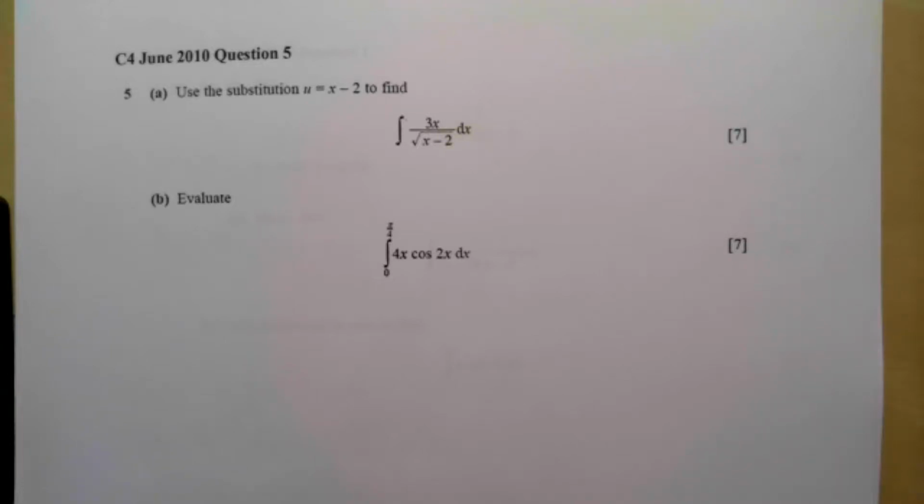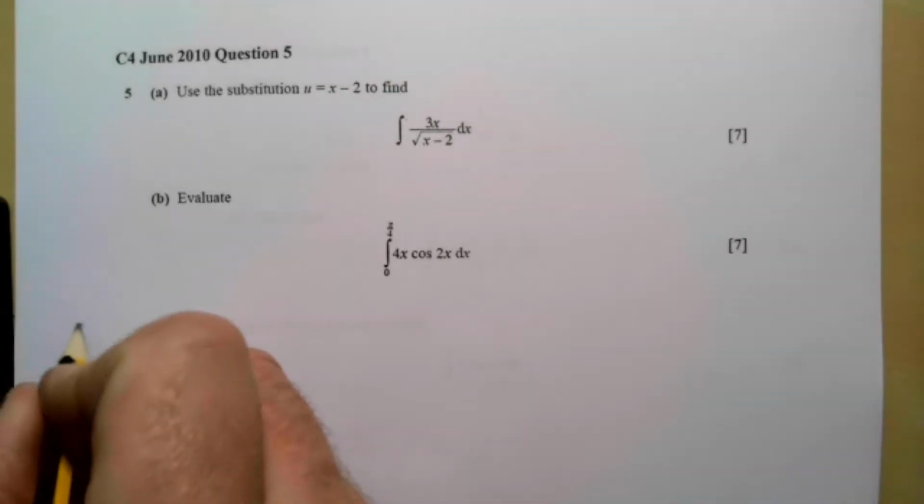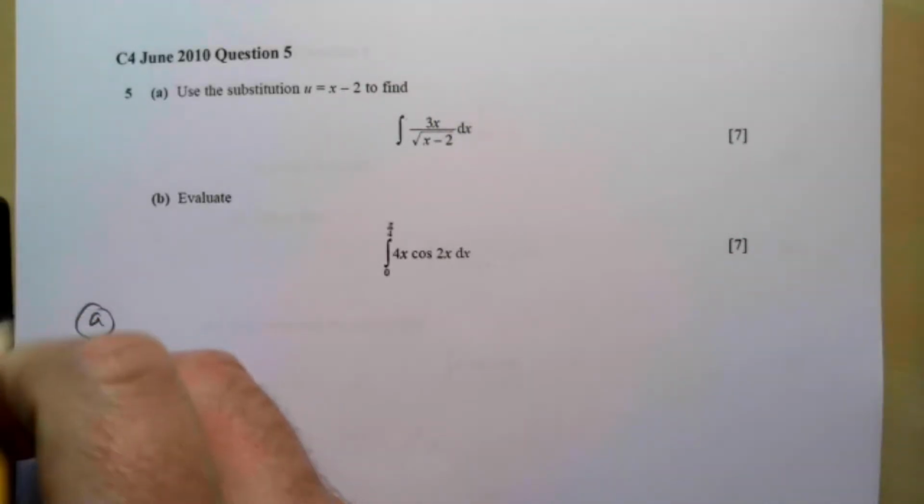This is CCEA A2 Pure Maths. We're looking at integration. We're looking at some past paper questions. This is a past paper question then from C4 June 2010, and the same as question 5. So two different parts here. First of all then is a substitution one.